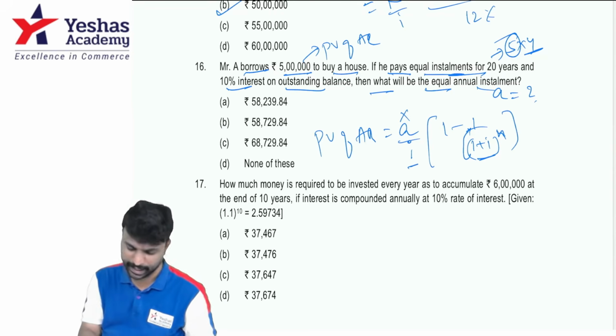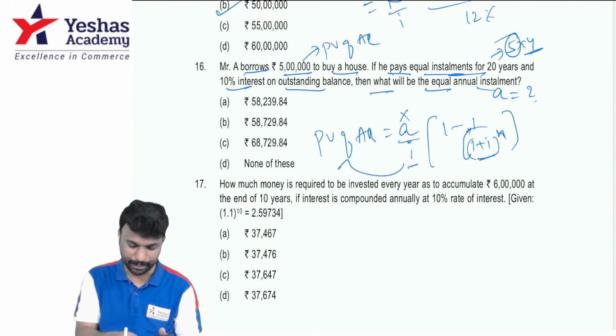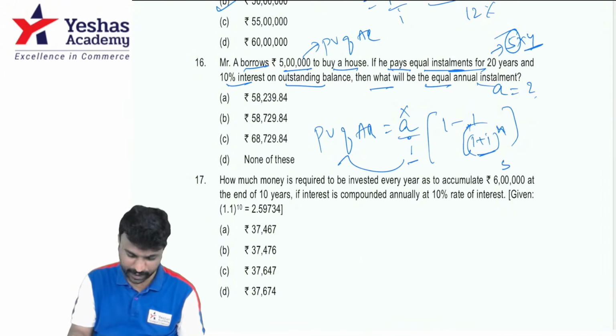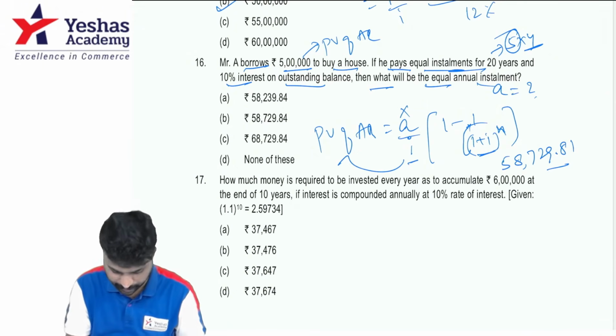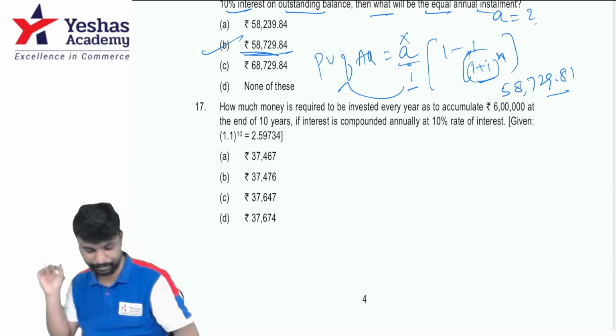After doing this, take it to the other side. How do I take it to the other side? Divide equal, then multiply with the PV of AR. What is it? 5 lakh. So how much is the result? It is 58,729.81. So 58,729.84 is the nearest answer, option B.